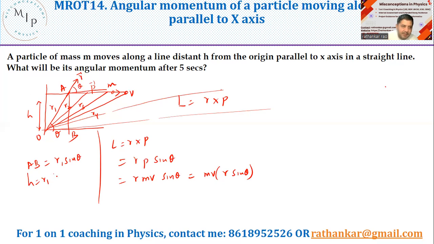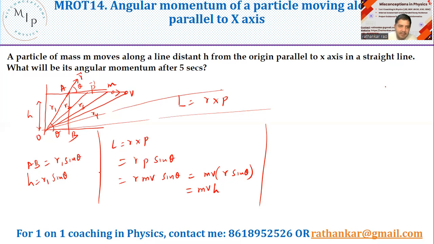H is equal to R1 sine theta, right? So if I am asking you to find out what is the angular momentum at this point, you will say this is R1 into sine theta into M into V. So therefore, now I can write this as MV into H. Are you getting me? Right? This will be R1 sine theta MV, which is MV into H.